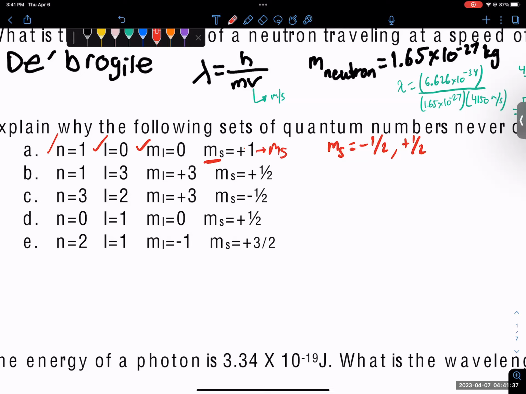What about B? n equals 1, sounds good to me. l equals 3. Is that good? No, why not? The maximum l can be is n-1, so in this case that would just be 0. Since l is 3, there's a problem with that. So l is the problem here.